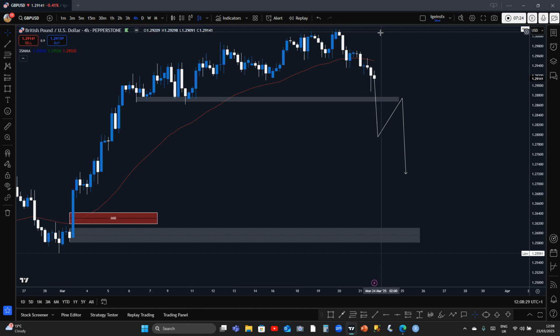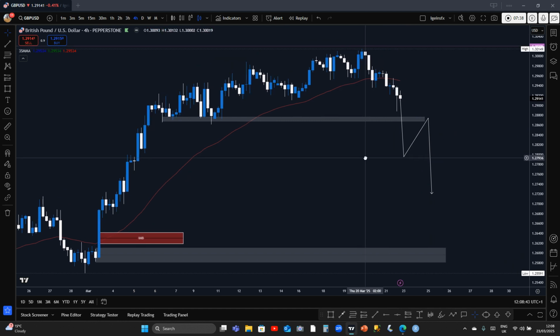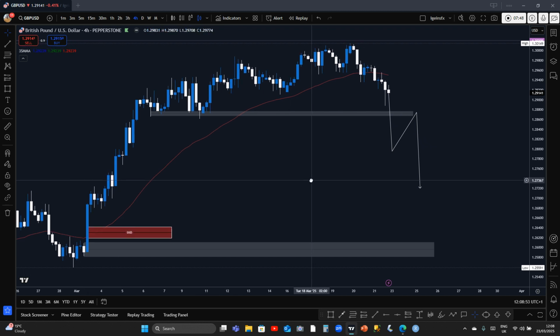Price will definitely come back to tap into this origin that caused this entire push to the upside. Now, because of this imbalance, price will come back later to fill this gap. So it becomes an interest point in the market. All right.